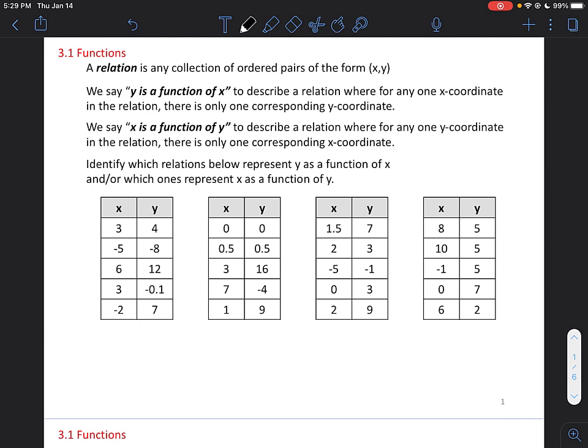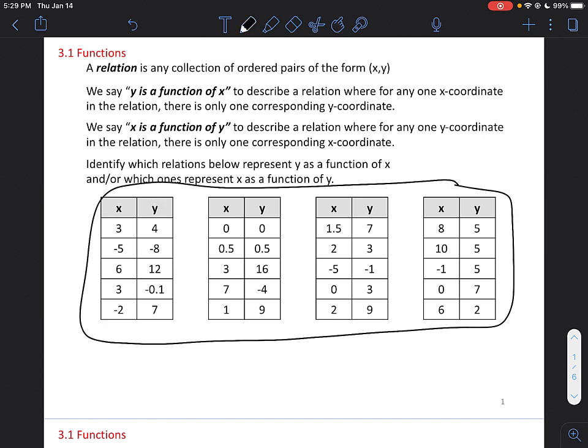Hello class. In this section we introduce the idea of a function. Let's begin with the definition of a relation. A relation is any collection of ordered pairs of the form (x, y). For example, right here you see a collection of 5 ordered pairs. So you're seeing right here 4 different relations.